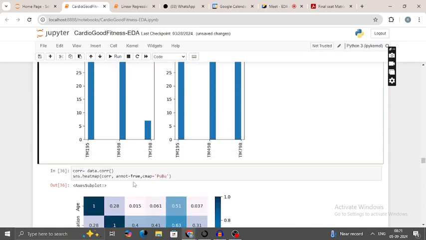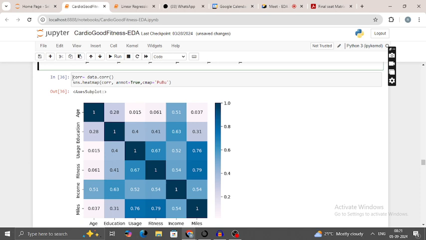Now you have one more option called corr. Look at this carefully: data.corr. So, sns.heatmap. You have one option called heat maps. So what is a heat map? That I will tell you.